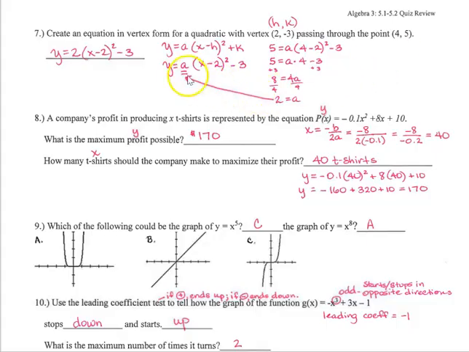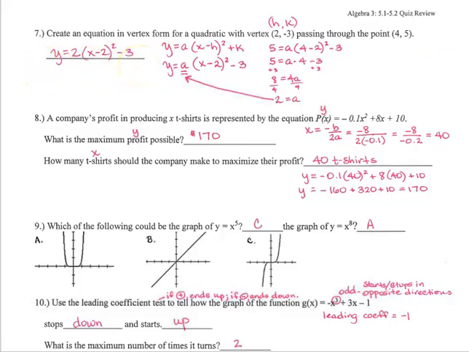They told me that so that I would be able to find a right here, because if I can put 4 in for x and 5 in for y, my only unknown is a. So again, we had the point (4, 5). This is x, this is y. So I'm putting 4 in for x and 5 in for y, and then I can solve for a. So 4 minus 2 is 2. 2 squared is 4. So that's going to be 4 times a minus 3. Add 3 to both sides, and I'll have 4a is equal to 8. Divide by 4, and I'll have a is equal to 2. So I can put my 2 right there, and then that would be my final equation in vertex form.